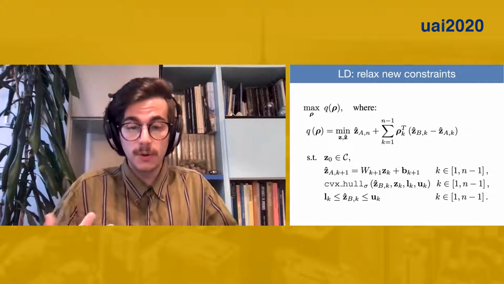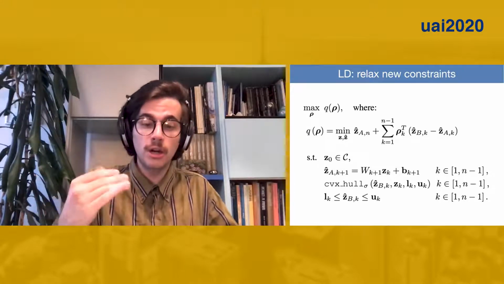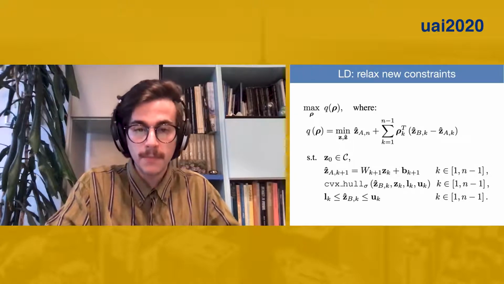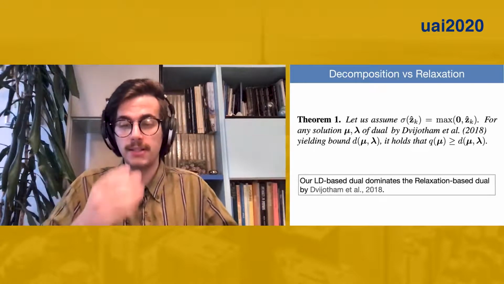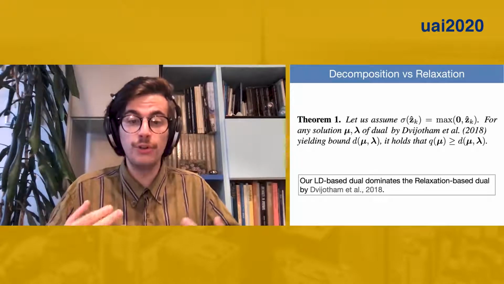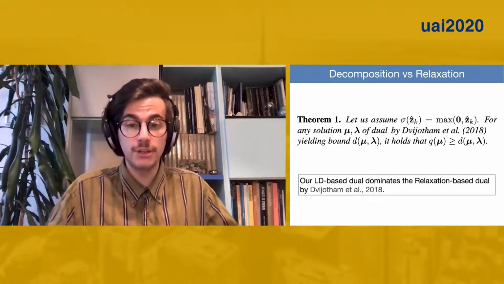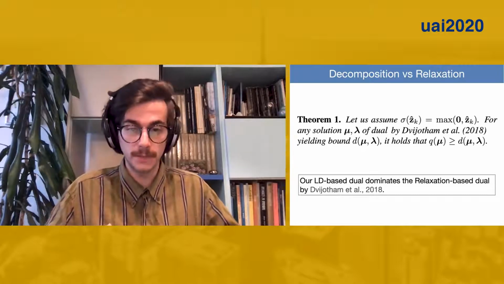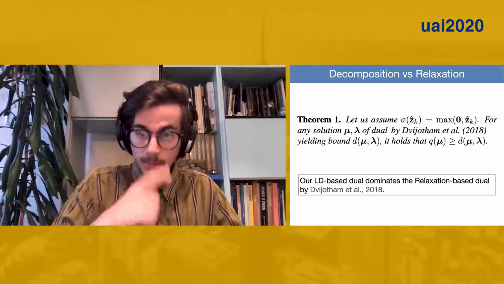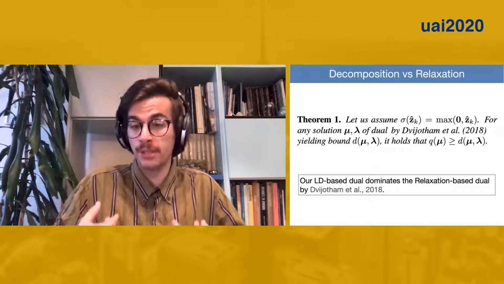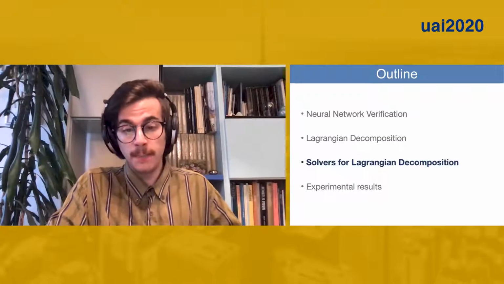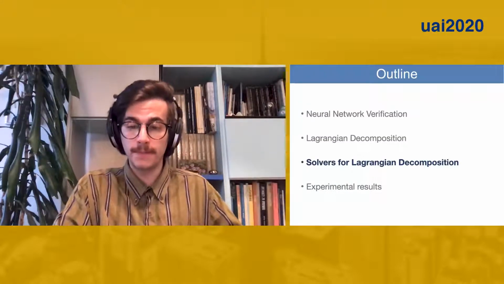The advantage of this problem is that the optimization decomposes perfectly over the layers, so we can solve this relatively efficiently. Theoretically, thanks to the results obtained in the 80s, we can prove that our decomposition dual dominates the relaxation dual presented previously. So for any dual solution to the relaxation, our decomposition dual yields a better or equal bound. We can exploit this in a number of ways.